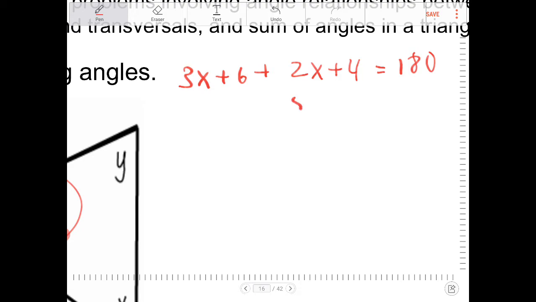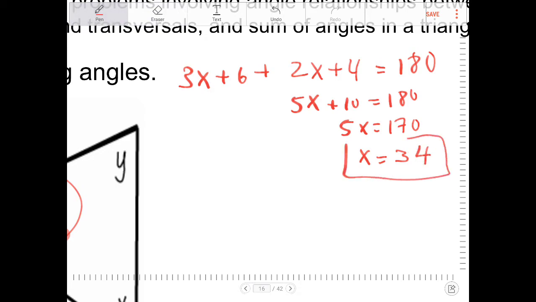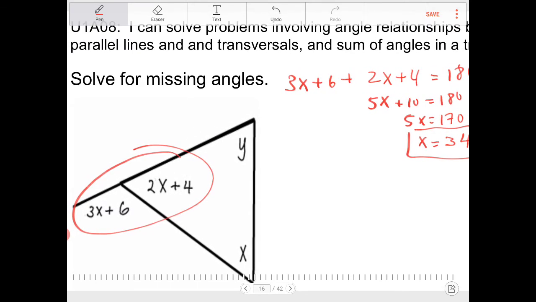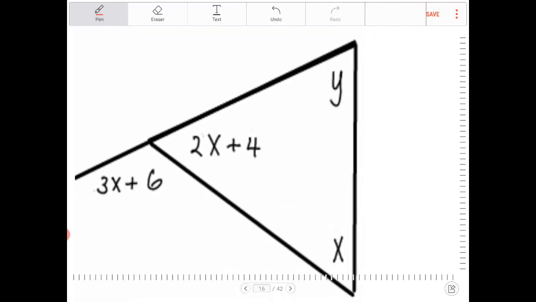So combining like terms, I recognize that this turns into 5x plus 10 is equal to 180, or 5x is equal to 170, or finally x is equal to, what is this, 32. Is that the case? No, 34. So if x is equal to 34, and the goal is to figure out all the different angles here, right? So immediately I can see that this is going to be, let's see, 34 times 3, that's 102, plus 6, this is 108. And being that those are supplementary, this must be 72.